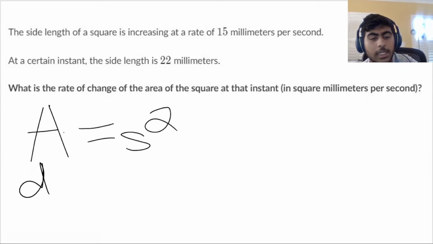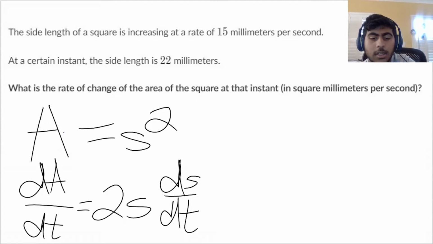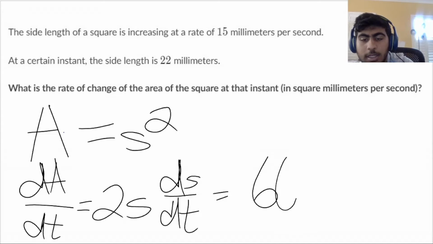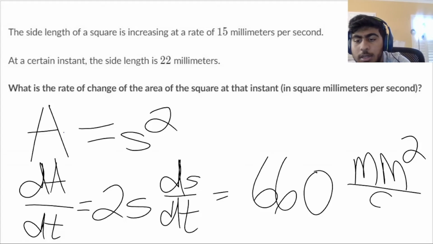So dA/dt, the rate of change, is just going to be 2s ds/dt, which is going to be plus 15 millimeters per second times 22 millimeters times 2. You'd probably get a calculator right here, but it's going to be 660 square millimeters per second.